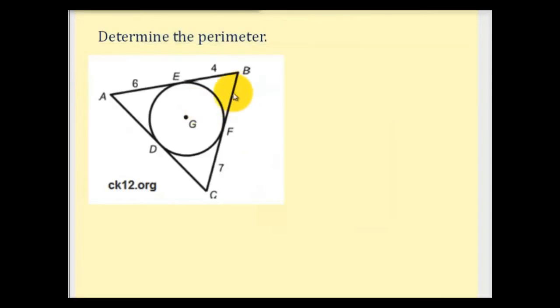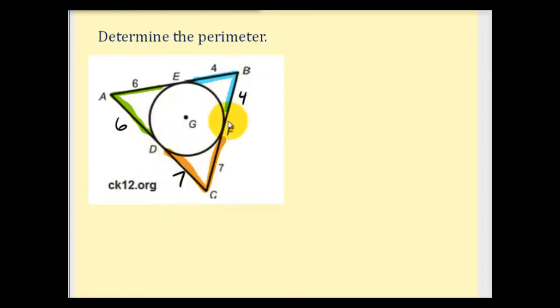Here we want to determine the perimeter of this triangle. So if we start at point A, segment AE would be congruent to segment AD. So this would be 6 units. Looking at point B, segment BE is congruent to segment BF. So the length of BF must be 4 units. And then considering point C, segment CF is congruent to segment CD. Therefore, segment CD must have a length of 7 units.